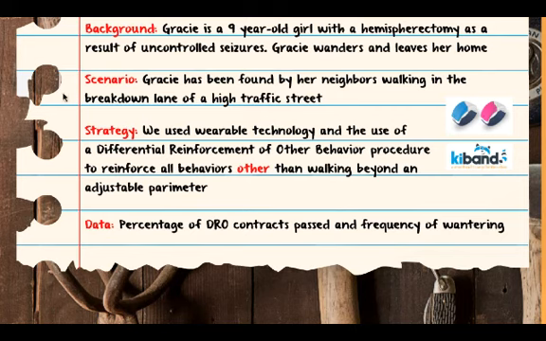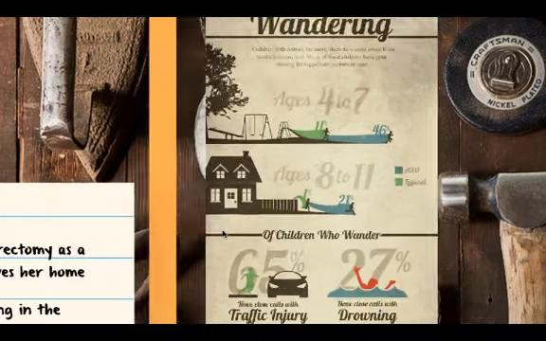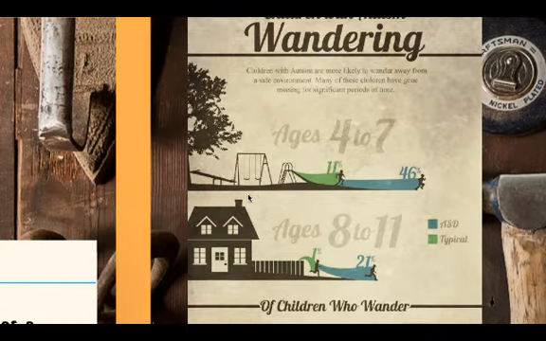Now, just by way of information, wandering among individuals with autism: children with autism are more likely to wander than any other individual, and wander away from a safe environment. Many of these children have gone missing for significant periods of time. For typically developing children between the ages of 4 and 7, only about 11% will wander.